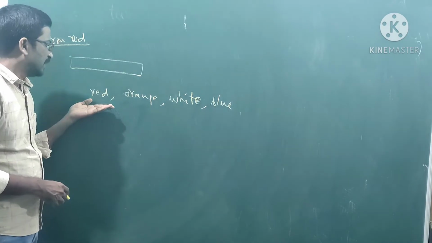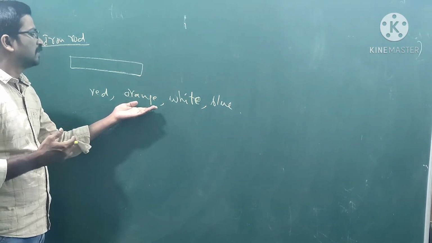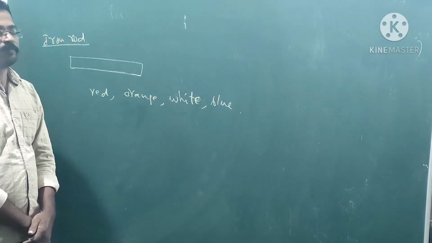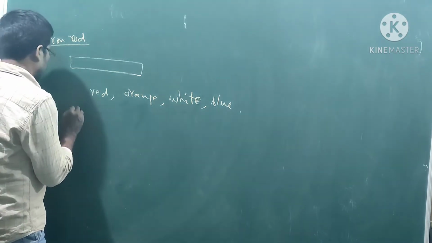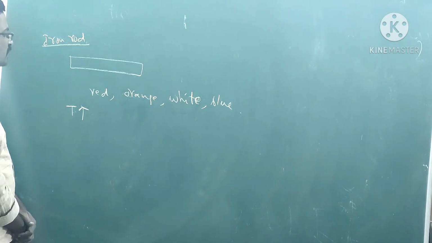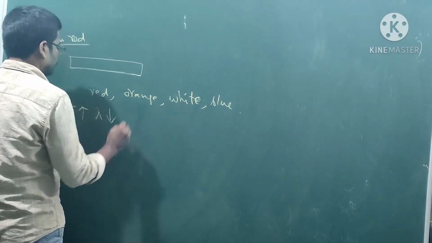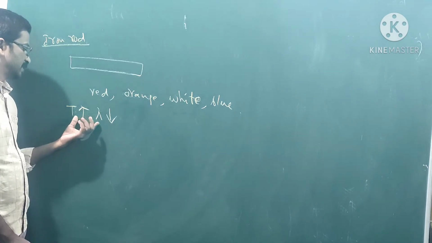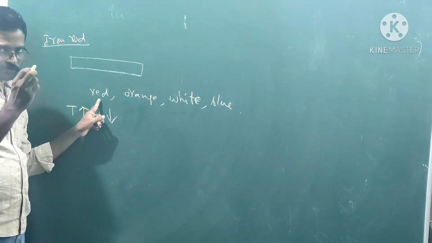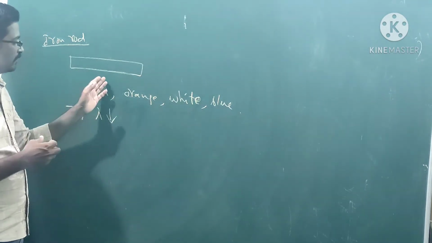What do we understand? The metal emits red color radiation. After some time, on continuous heating, it emits orange, then white, and then blue color radiation. So the temperature increases. What we understand is: as temperature increases, wavelength decreases. Red light has longer wavelength; orange, white and blue have shorter wavelengths, going from longer wavelength to shorter wavelength.